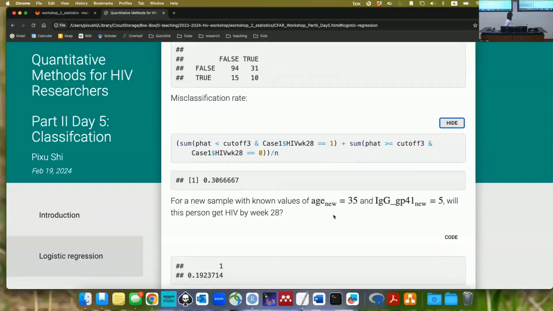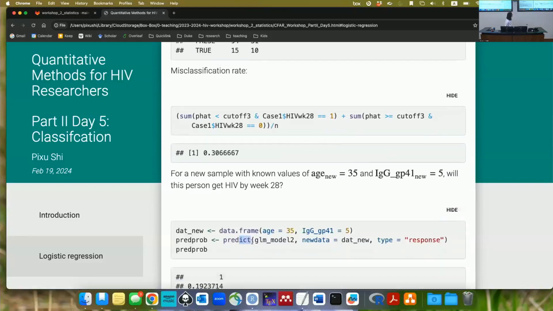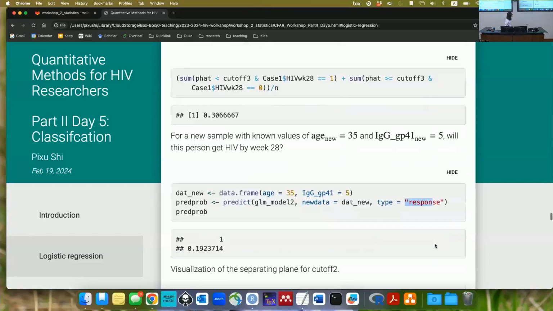Now, if we have a new patient that has an IgG value of 5 and is 35 years old, how do we predict whether this patient gets HIV? It's the same. We're going to use the predict function. This time we use type response, and this is the predicted probability. If your cutoff is 0.2, then you say the patient is not going to be infected. If your cutoff is 0.16, then you say the patient is going to be infected. So your choice of the cutoff makes a lot of difference in this classification.